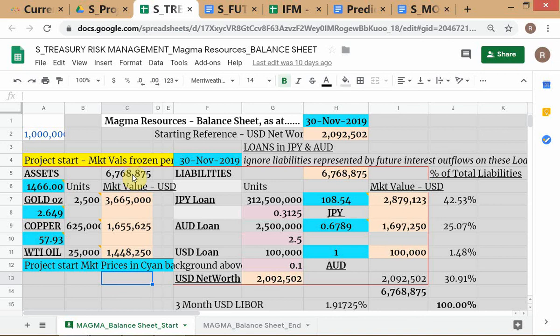Sir, is this a query, sir? So those who are in mining business will have this kind of balance sheet? Yeah, I mean, obviously it's a stylized balance sheet. They will also have lots of fixed assets. They'll have other kinds of loans.